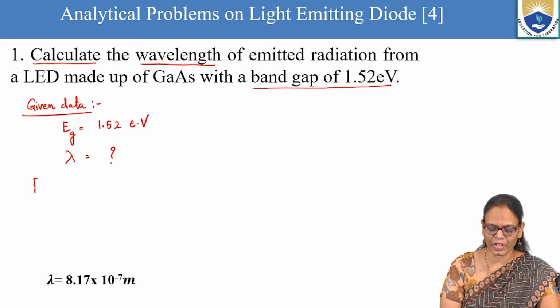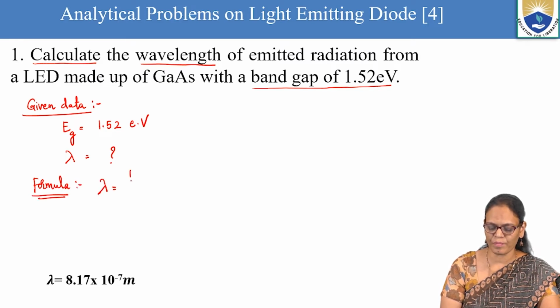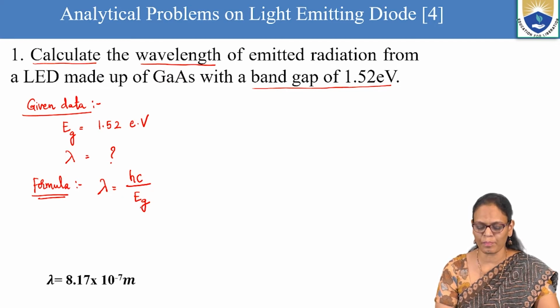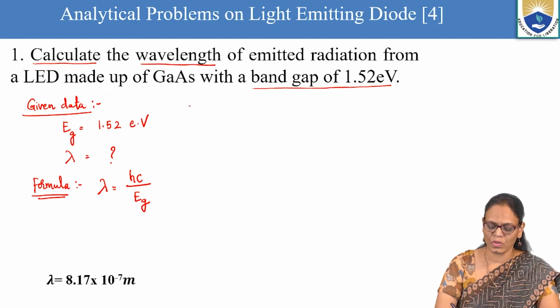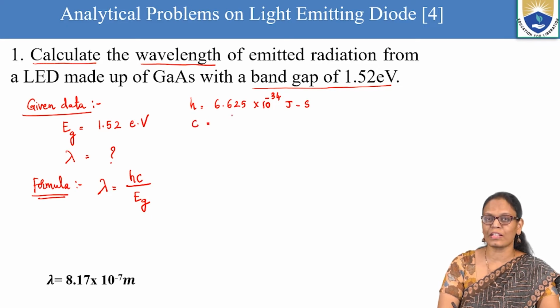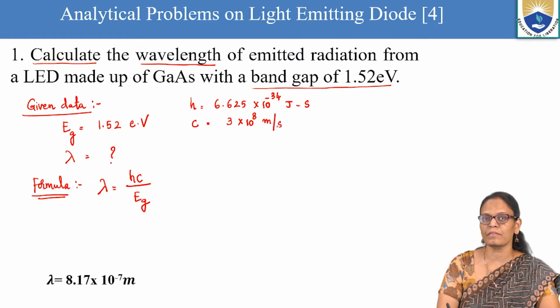So what is the formula we are going to use to calculate lambda here? Lambda is equal to hc upon Eg. So h and c are constants. h is 6.625 into 10 power minus 34 joule seconds. c is the velocity of light, it is 3 into 10 power 8 meter per second.